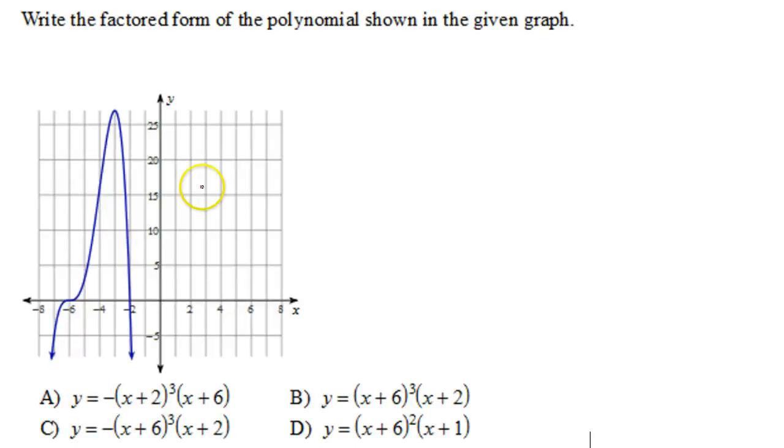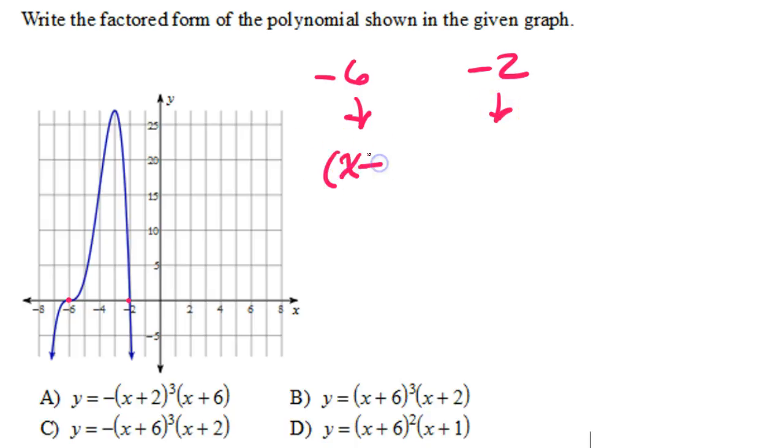In this video, we will write a factored form polynomial for the graph shown here. Thing number one, x-intercepts. We have an x-intercept here at -6, and we have one more at -2. Each of these correspond to factors in the polynomial.